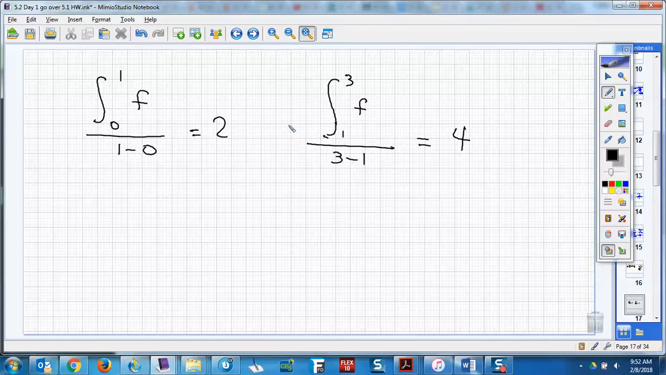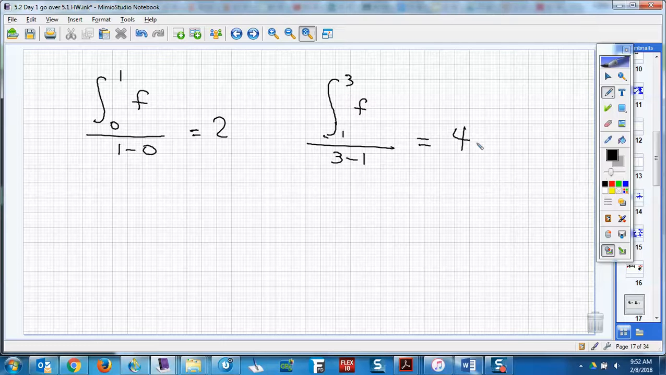So on 66, it said the average value from 0 to 1 was 2, and the average value from 1 to 3 was 4. So I want to go over this just because I want to make sure we use those formulas. Okay, so the average value from 0 to 1 would be this formula. The average value from 1 to 3 would be that formula. Okay, and they told us that was 2 and 4.